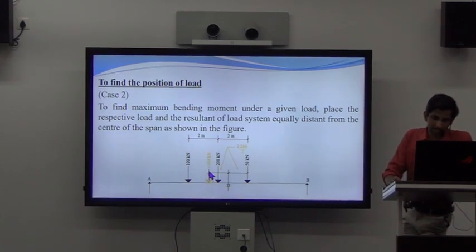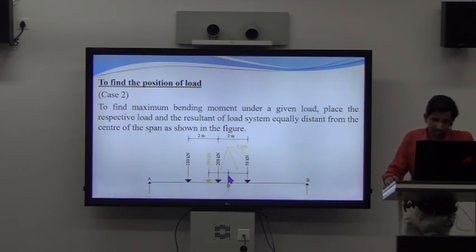Our resultant 350 is coming near to 200. I have kept that here. And suppose this distance is x units, we have to keep this 50 kilonewton at a distance of x units itself. Since we know the distance between this 100 and 350 and all the dimensions between these two loads, you can easily achieve this. You can easily place this 350 kilonewton and 50 kilonewton equally distant from the center.